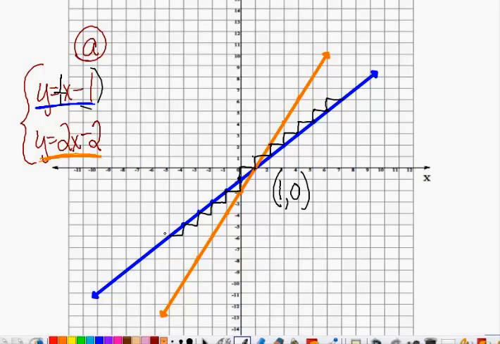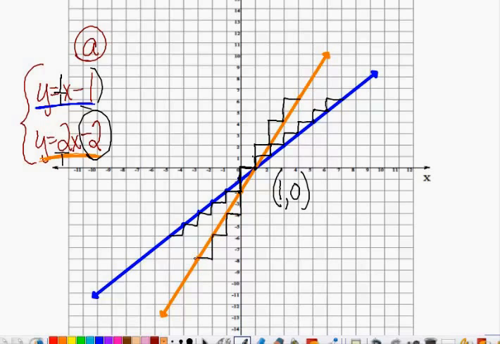Now, the orange line, always start at my y-intercept. Y equals negative 2. That's orange. This time my slope is 2, which is 2 over 1. So I'm going to go up 2 over 1, up 2 over 1, up 2 over 1. This time I'd go down 2 over 1, down 2 over 1, down 2 over 1.